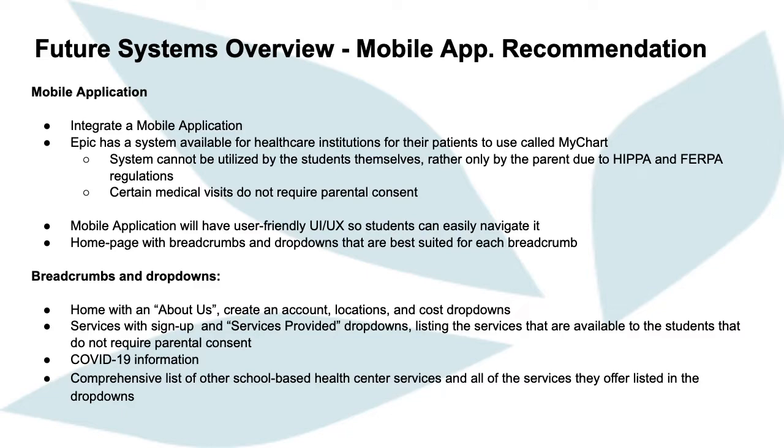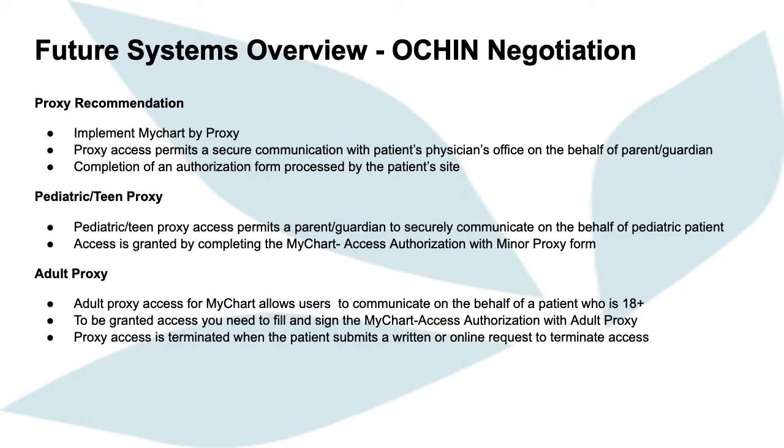Now for the Ocean negotiation, we're recommending that NeighborCare implements a proxy consisting of two subsets: a pediatric/teen proxy, which permits a parent or guardian to communicate on their behalf, as well as an adult proxy, which is used for NeighborCare users that are above the age of 18. I'll now pass it off to Piyush to discuss feasibility and the risk assessment.